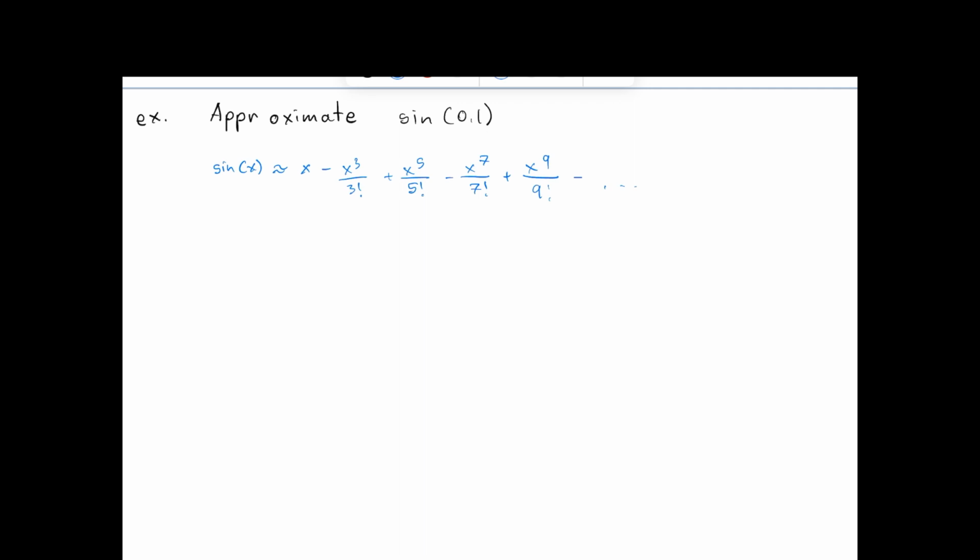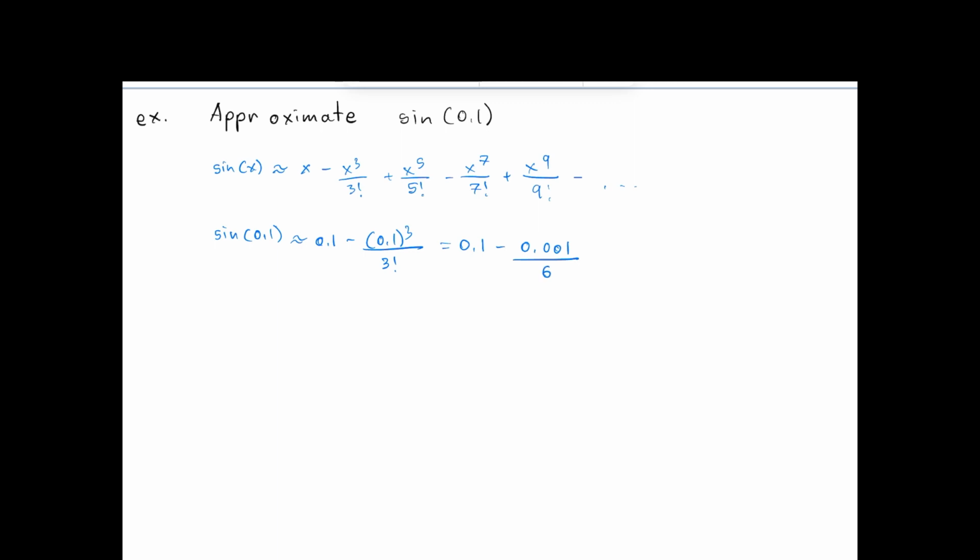If we approximate sine of 0.1 by saying 0.1 minus 0.1 cubed over 3 factorial, we'll get 0.1 minus 0.001 over 6. Plugging that into a calculator, what we'll get is approximately 0.1001.